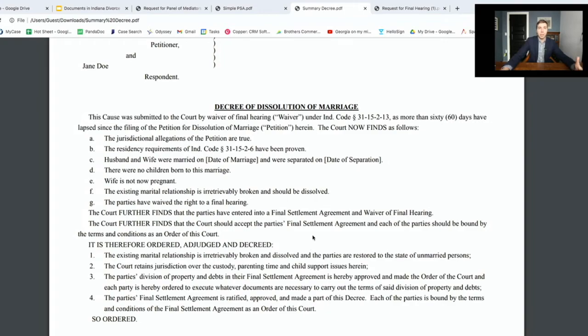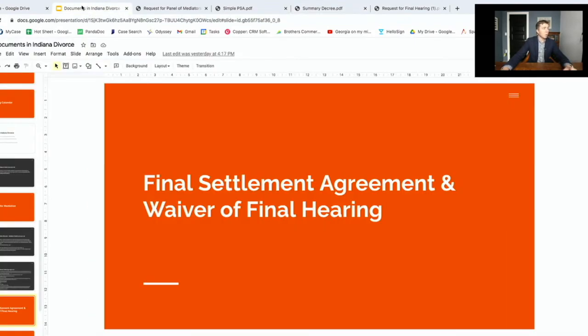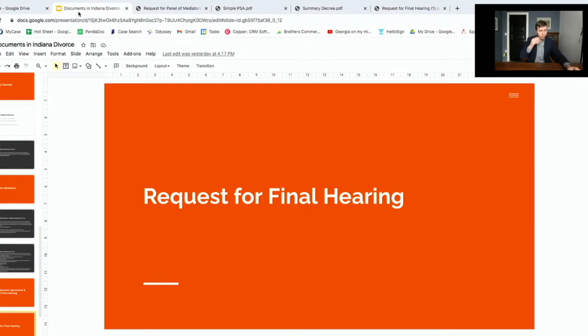The first would be through mediation, another would be through reaching an agreed settlement among the parties. And then what we're going to talk about last is requesting a final hearing. So if you're unable to reach an agreement through mediation or through negotiation amongst yourselves, the last way you can finalize a divorce would be through requesting a final hearing.